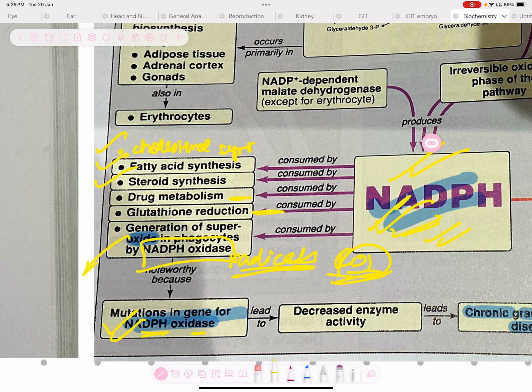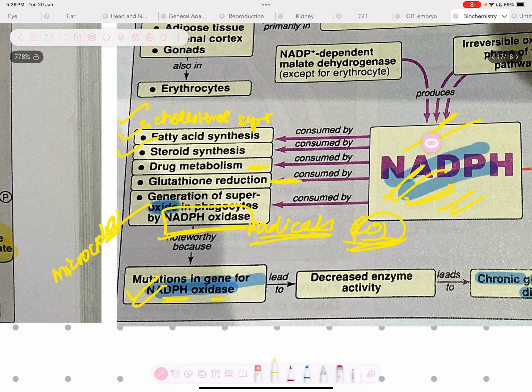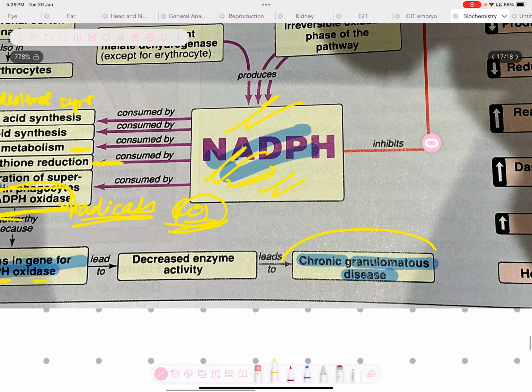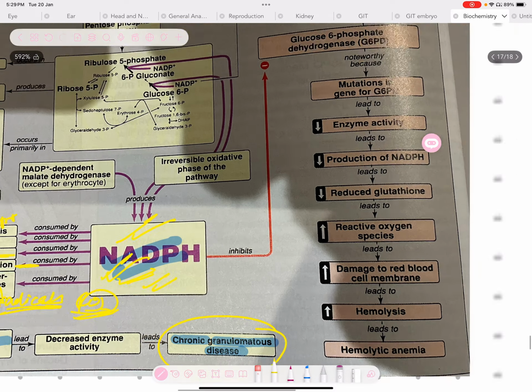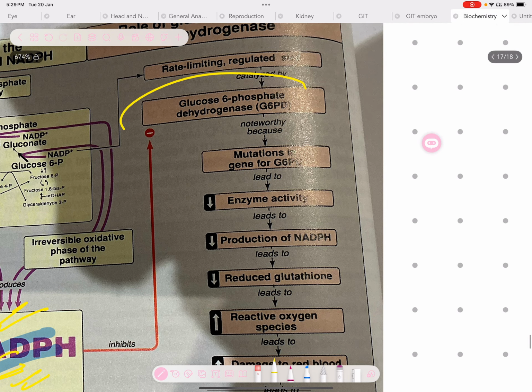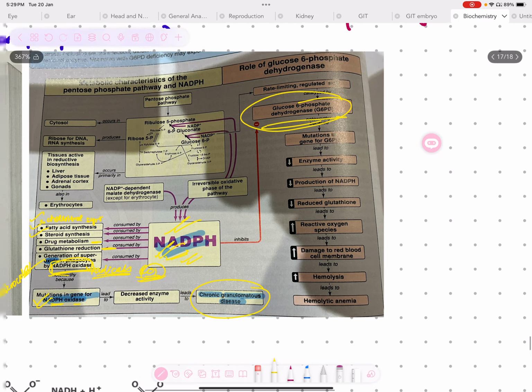And these superoxides are microbicidal, or microbial killing, right? So microbicidal, you can say. And NADPH oxidase is a very important enzyme, because if there's any mutation in this enzyme, it will lead to chronic granulomatous disease. NADPH is capable of inhibiting G6PD. Yeah, so that's it. Now let's come to a very important topic.